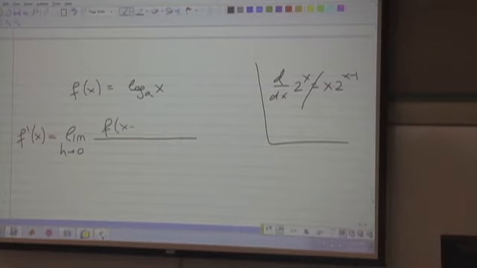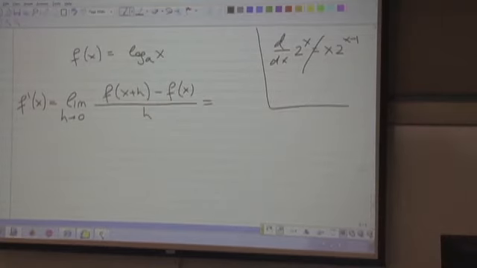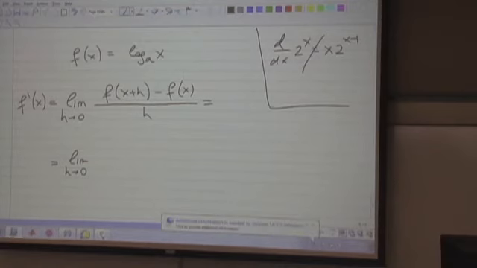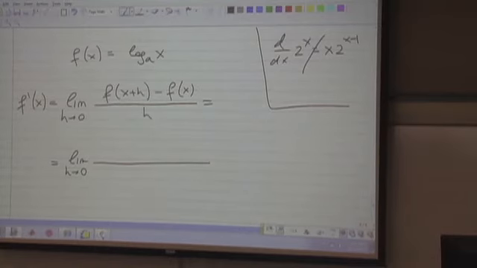Okay, so the limit as h goes to 0 of f of x plus h minus f of x divided by h. What do we call this formula, by the way? The definition of a derivative, right? Without the limit it is called a difference quotient, right? But because we're taking the limit, we're actually talking about the definition of the derivative. So, we have log base a of x plus h minus log base a of x divided by h.